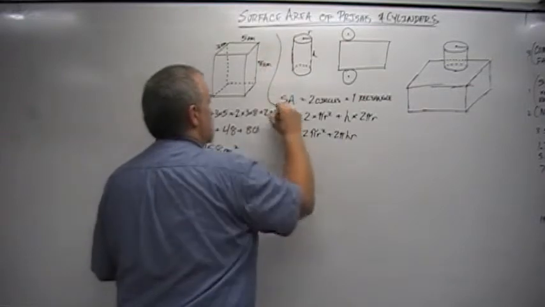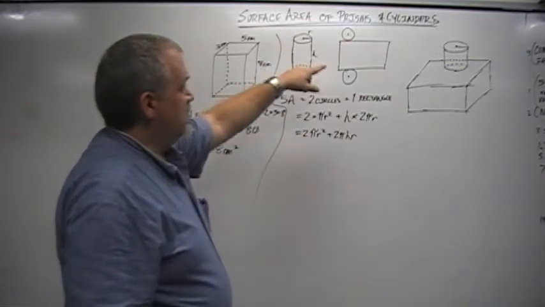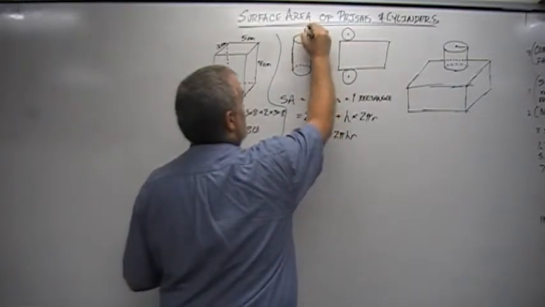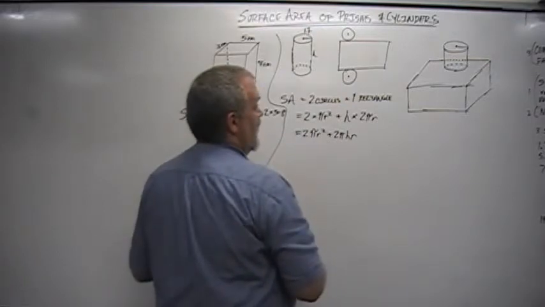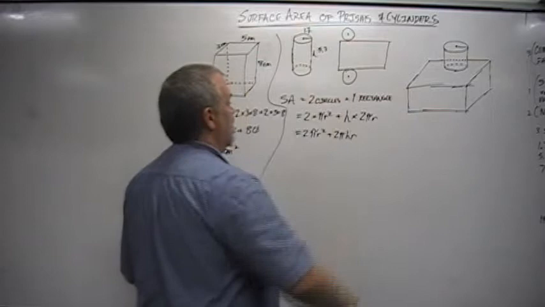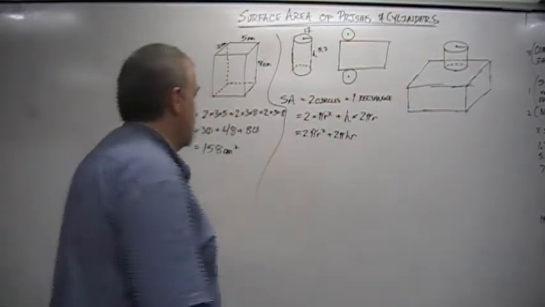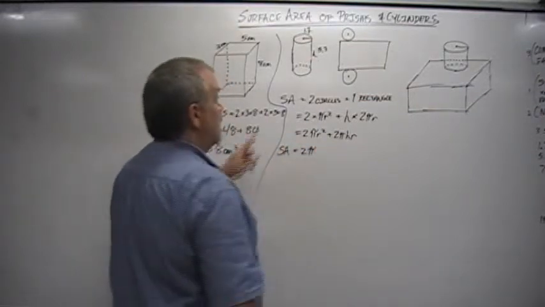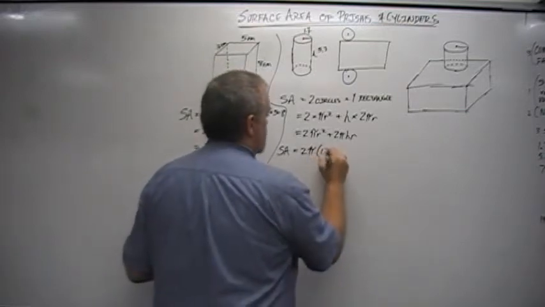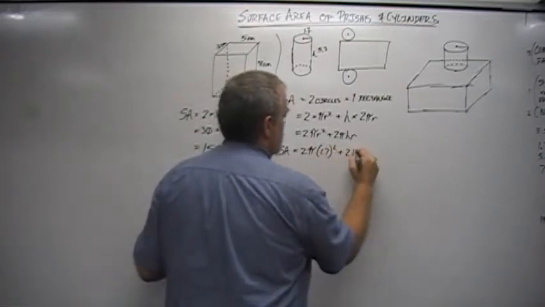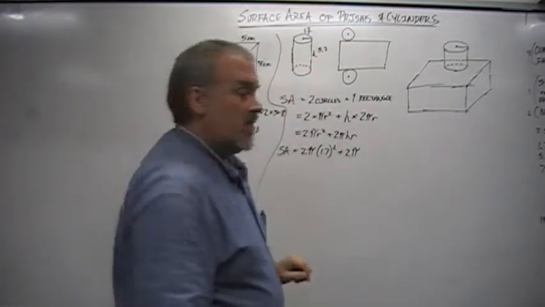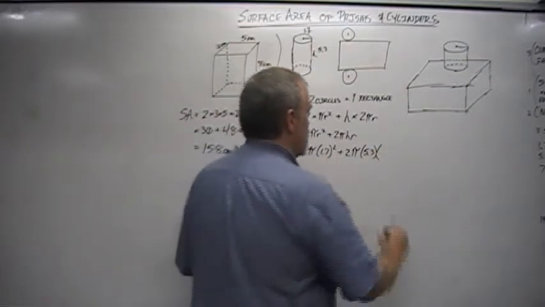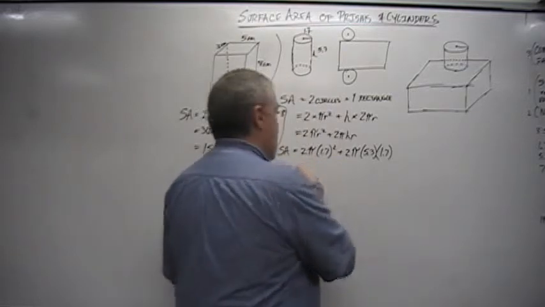Similarly, if we were looking at this cylinder here, we have 2 circles and a rectangle. Let's say for sake of discussion that our cylinder had a radius of 1.7 and it had a height of 5.3. We just fill in our formula, which we've already got written there. Surface area equals 2 times pi times the radius squared, 1.7 squared, plus 2 times pi times the height, which is 5.3, times, again, the radius, which we said was 1.7.